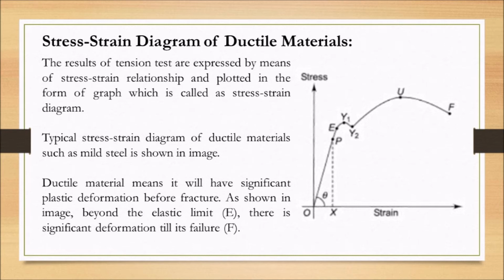Beyond ultimate strength, the specimen will undergo a localized reduction in area which is called necking, and then fracture takes place. The stress at which failure happens is called the breaking point, and the stress at this location is called the breaking strength. So this is how the stress and strain change for a ductile material.